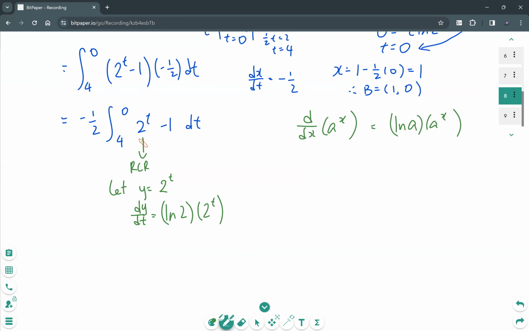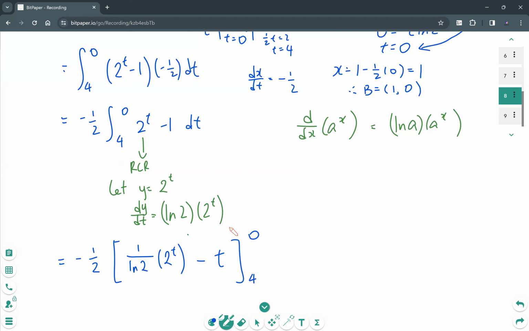So compare this term with the original. The algebra term matches because it's 2 to the power of t. What doesn't match is the ln2. So we can balance the coefficient by just dividing it over. So the overall integral becomes minus a half of 1 over ln2 times the function 2 to the power of t, and then minus the integral of 1, which is t, for 0.